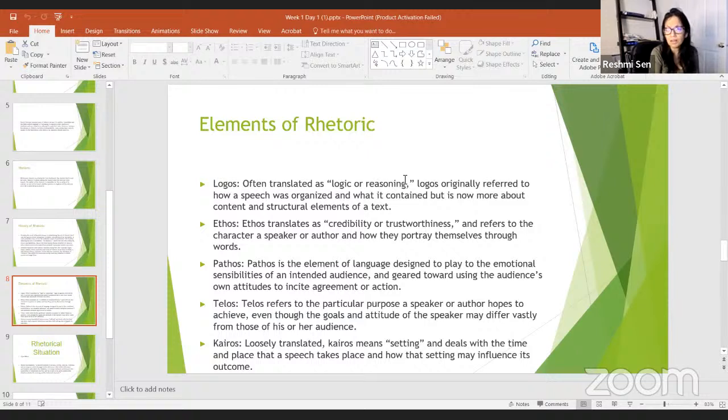And Aristotle framed logos as the word. What kind of words are you using to make sense? Then people have expanded it further and said that logos is logical reasoning. Aristotle mentioned that human beings are wonderful storytellers. We love to tell stories, and not only do we love to tell stories, we also love to listen to stories.